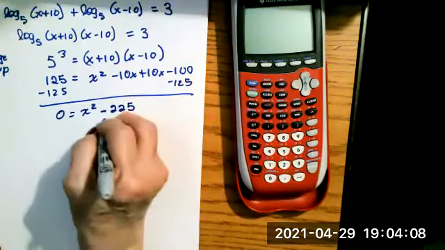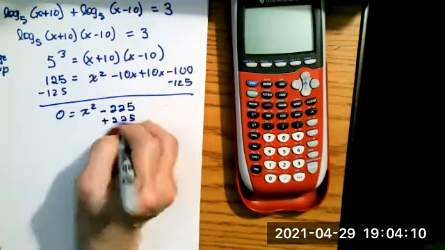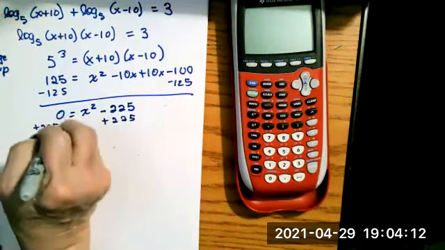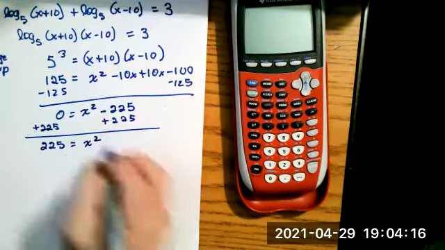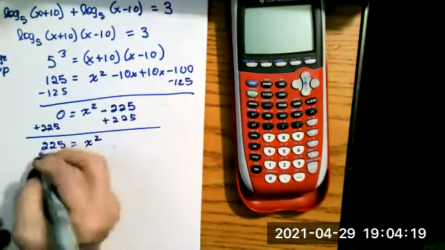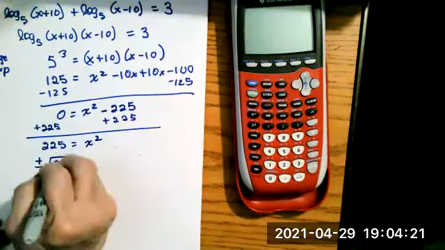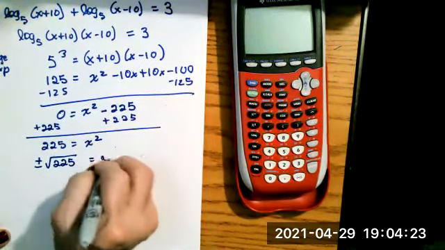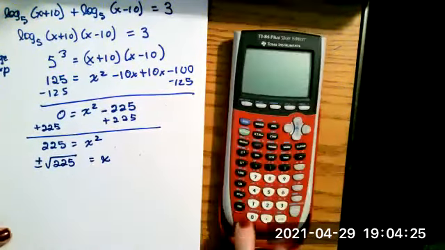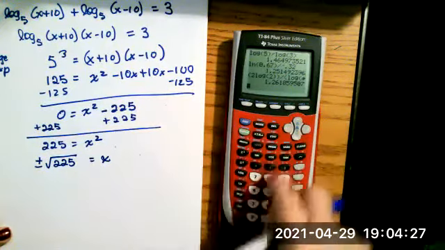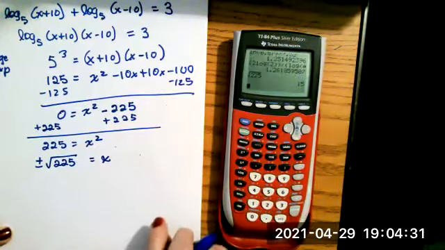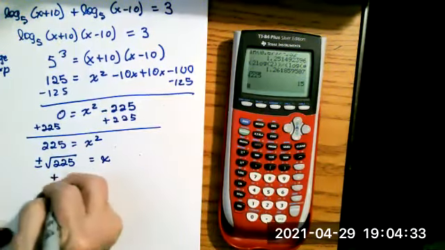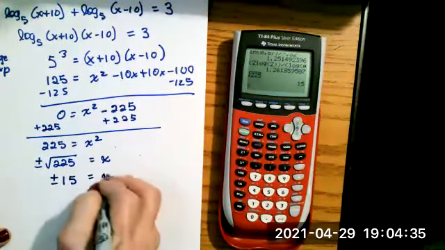So let's do the square root. We can do square root on this one. So I have 225 equals x squared. I don't have a linear term, so I can take the square root. Plus or minus the square root of 225 is going to be equal to x. So let me see if that is a perfect square root. Yep, it's 15. So I have plus or minus 15 equals x.